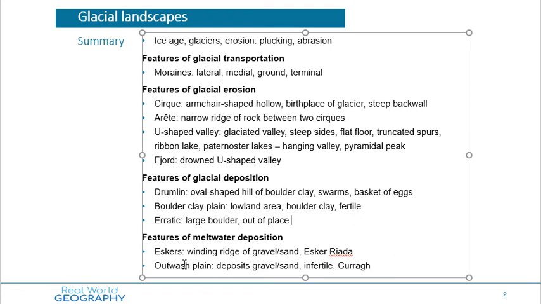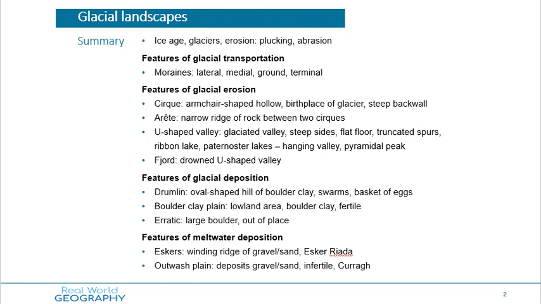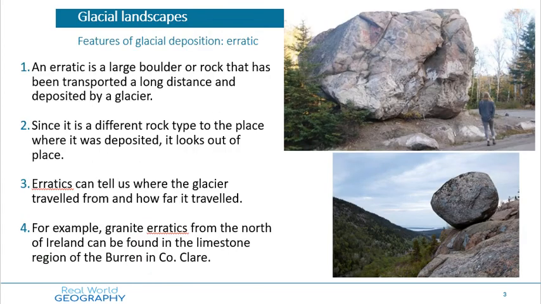Meltwater deposition, guys, is when the glacier melts, and the stuff that the meltwater drops or deposits can form things. First of all, we're going to have a quick look at our final feature of glacial deposition, which is our erratic. An erratic is literally just a large boulder or rock that should not be there. If you look here, that's an erratic, and it looks a bit out of place. This one here is an erratic too, and it's a bit out of place as well.